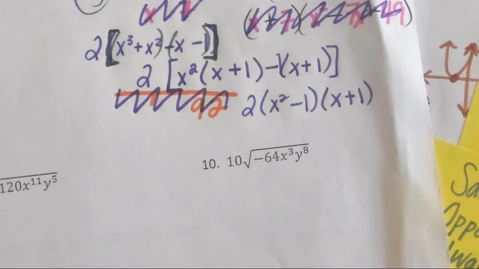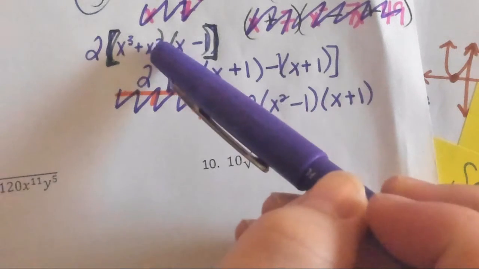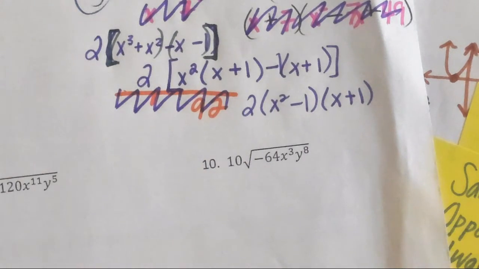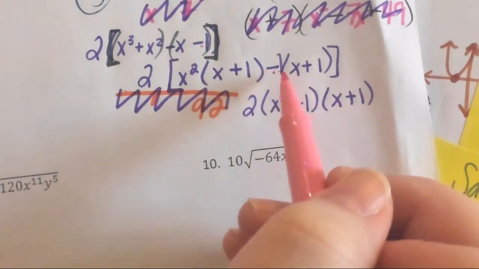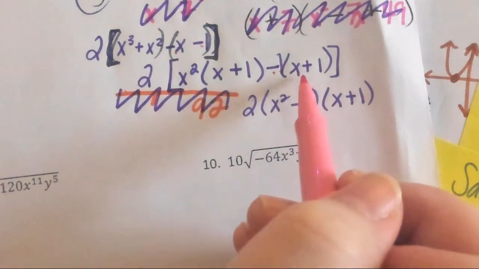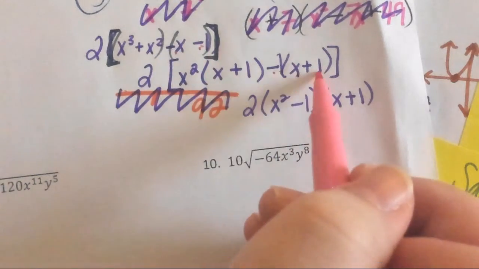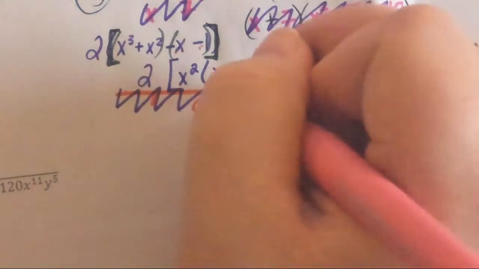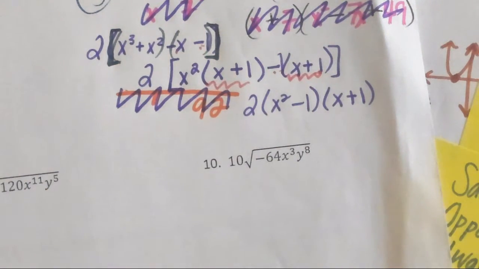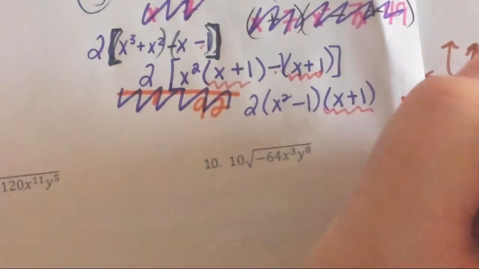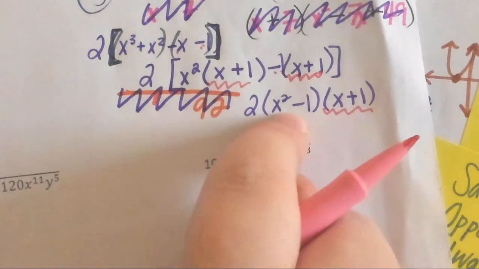Okay. So Arturo said with that second group, they were both negative. So he pulled out a minus 1, which changed both their signs. It used to be a negative x, now it's a positive x. It used to be a negative 1, now it's a positive 1. These 2 match. So we grouped correctly. That's how we got this. X squared minus 1 is how we got this.